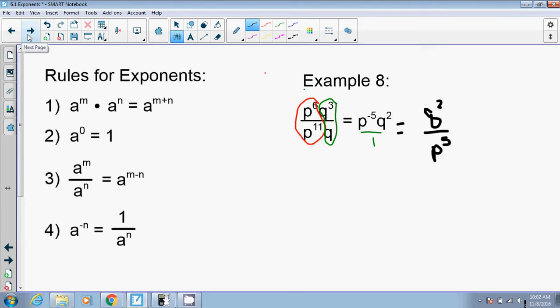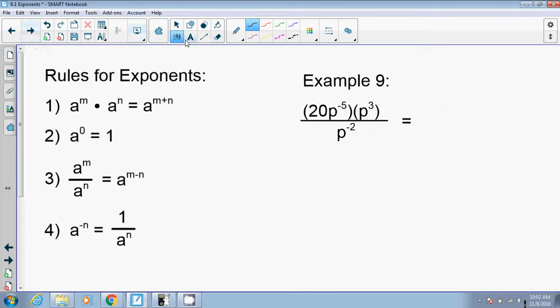Let's look at one more example of all of these properties kind of combined together. So I have the quantity 20p to the negative 5th times p cubed all over p to the negative 2nd. So yes, you can get rid of negative exponents first. I like to simplify as much as I can before I get rid of negative exponents. So I'm going to simplify the top. I have the numerator, or the top of my fraction. I'm just multiplying two expressions here. So I'm going to multiply what I can.